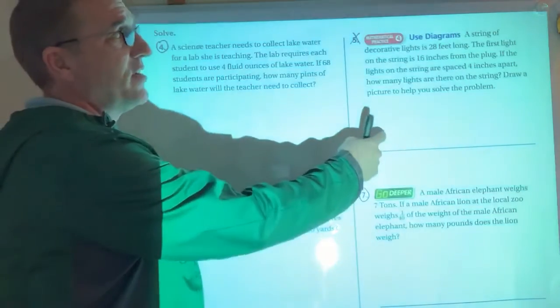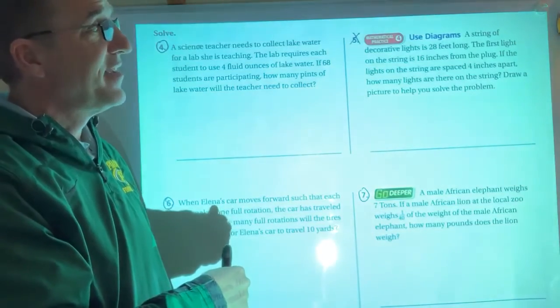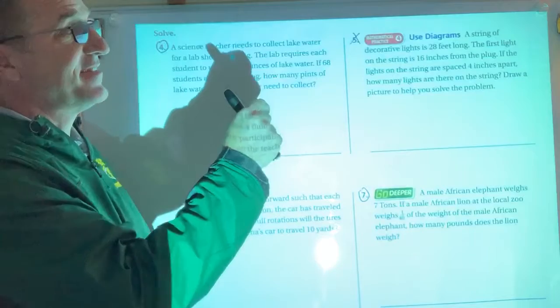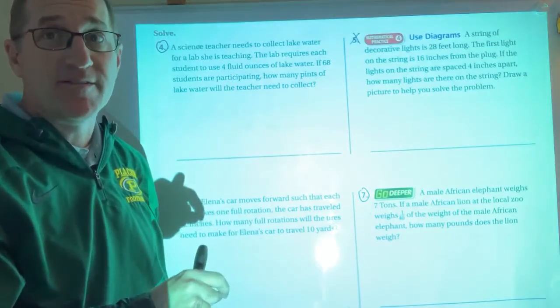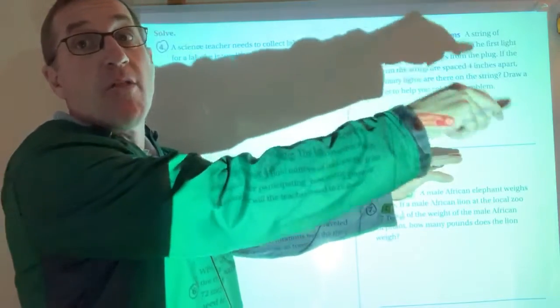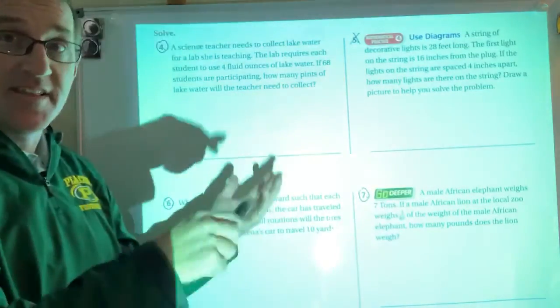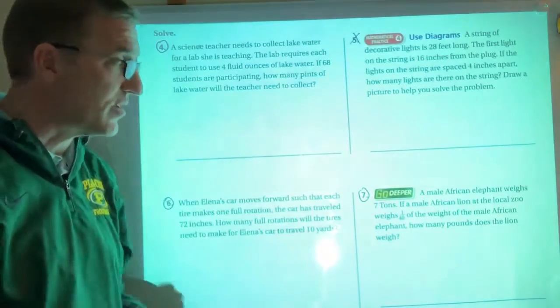But this one is definitely a good one to draw a model for, because you're going to know what you need to take out. All right, I would draw the model and then I would mark down where all the lights are and then scratch out the ones I'm not actually going to use, and then that's how you're going to get it. So that's how that one works.